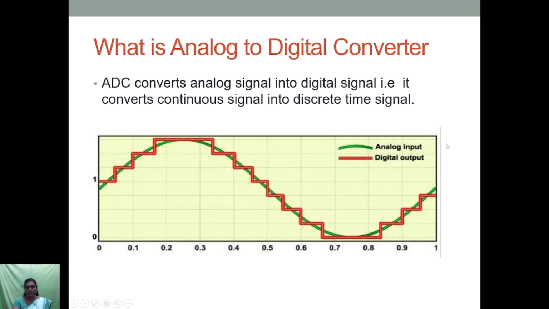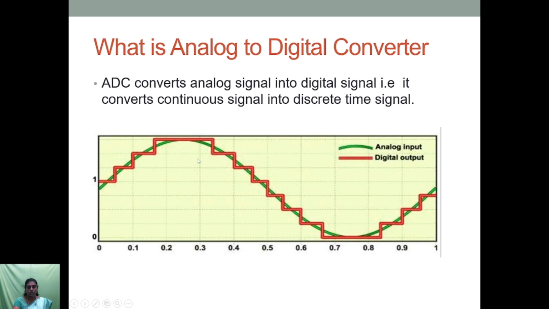So in this graph we can see both analog and digital signal. The green color signal shows the analog signal. So we can see the analog signal is continuously varying with respect to time, and the red color signal shows the digital signal. So this digital signal is not continuously varying, but for a particular period of time the value remains constant, and this discrete signal is represented as digital code.